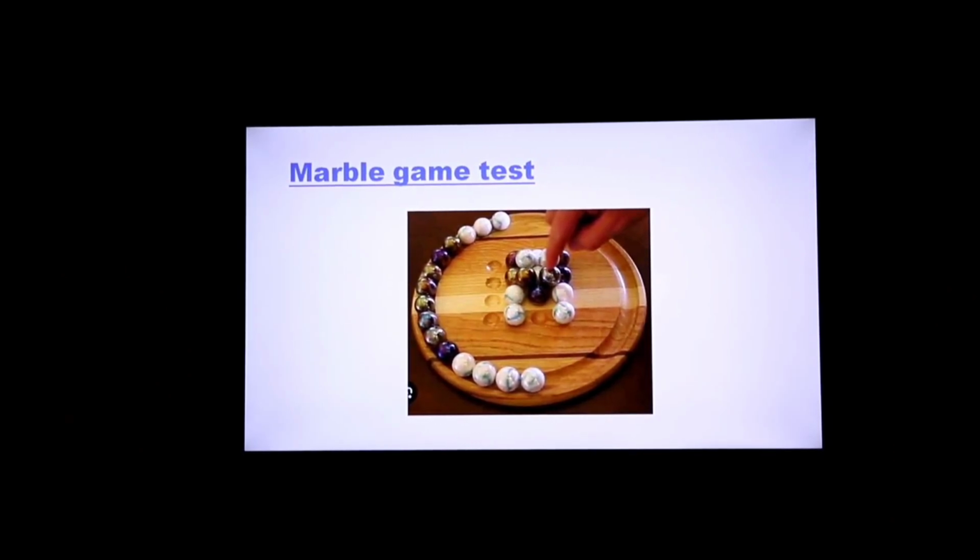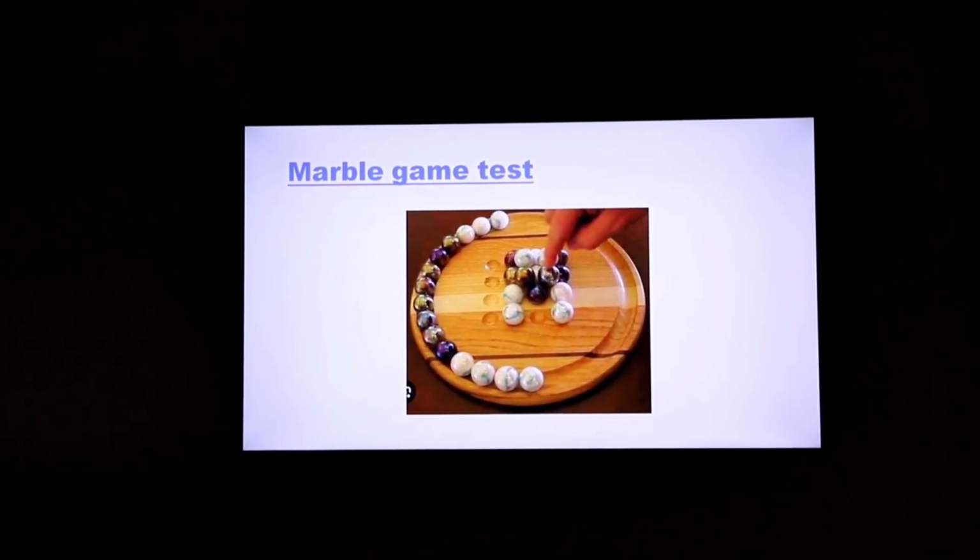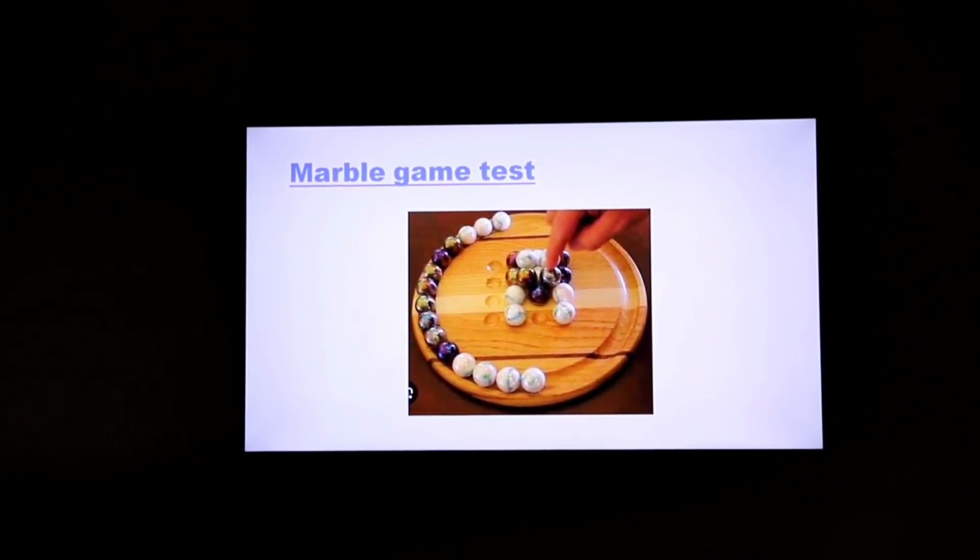Next is the marble game test. The test doesn't measure the visual acuity but compares the functioning of the child's eye, whether it is being used or not. It just normally indicates that the eye is useful or less useful.